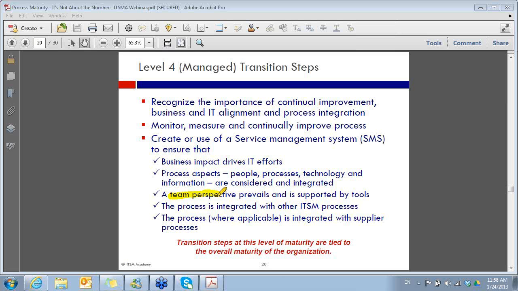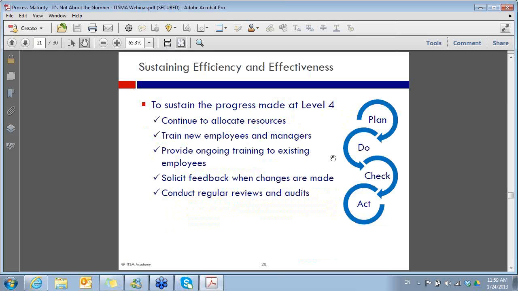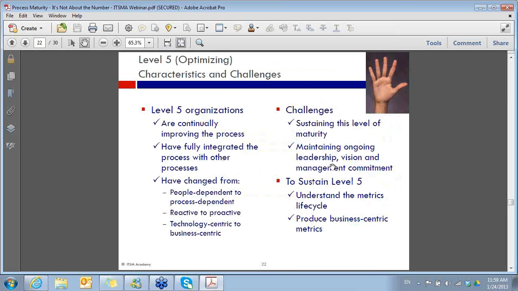So here's where you are looking at the maturity of your organization overall, not just the maturity of your individual processes. And that's, again, what our service management office is all about. So again, just that ongoing commitment to providing that education and that training and really listening to feedback.